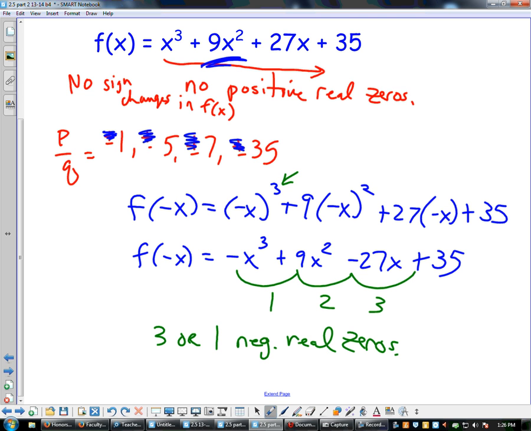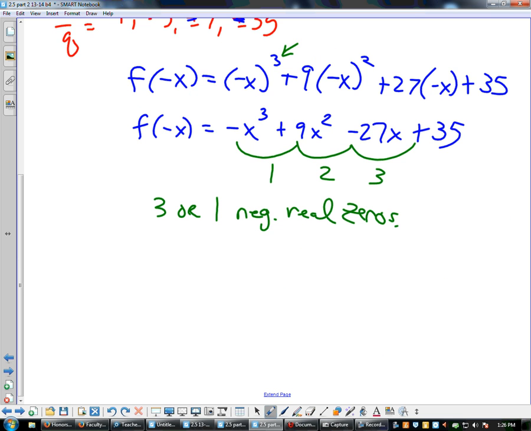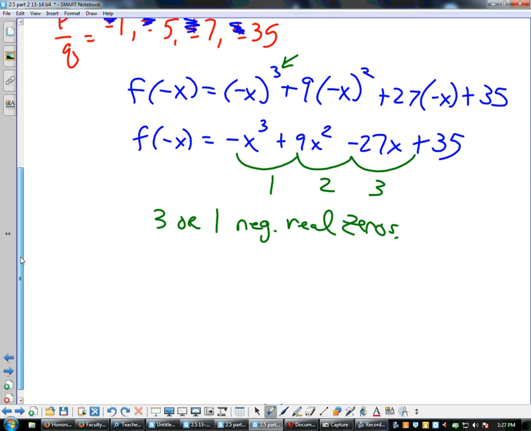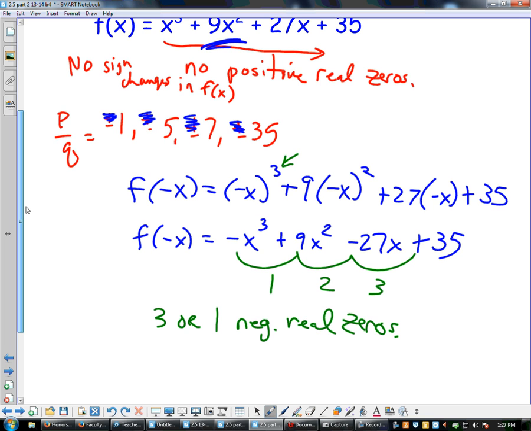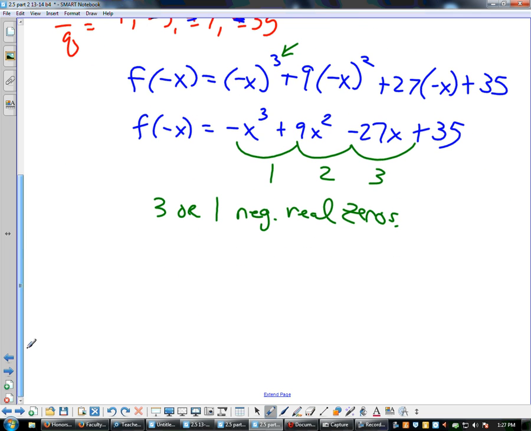All right. And if we wanted to see whether there was a lower bound, if we use the upper and lower bound test, I know I don't have to try any upper bounds because there's no positive real zeros. But there will be 3 or 1 negative real zeros. So let's pick a number from our list, say negative 5, and see if that's going to be a lower bound.